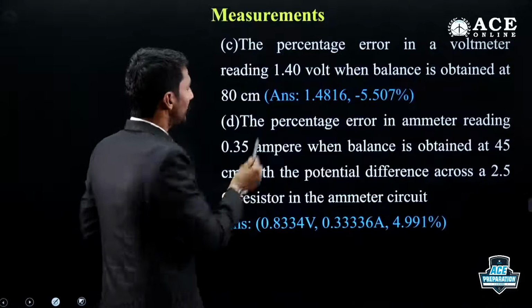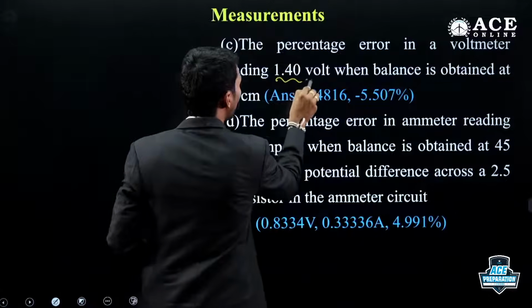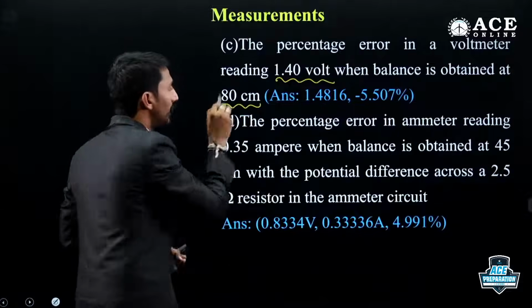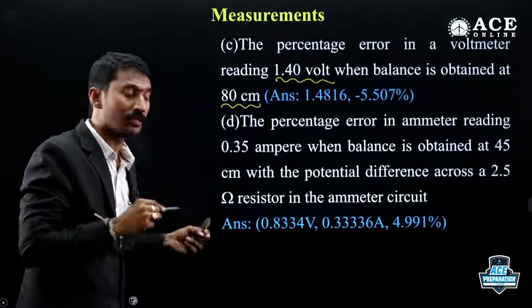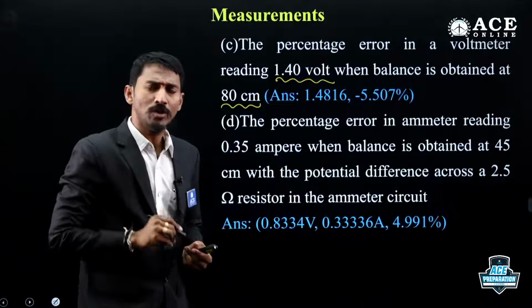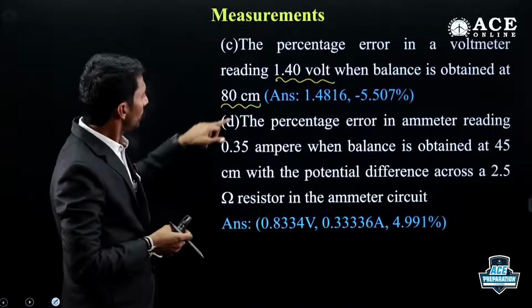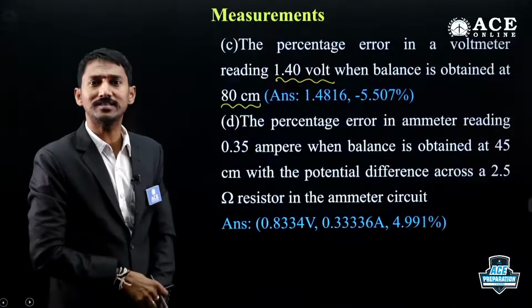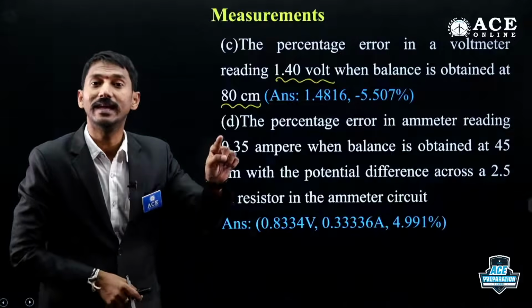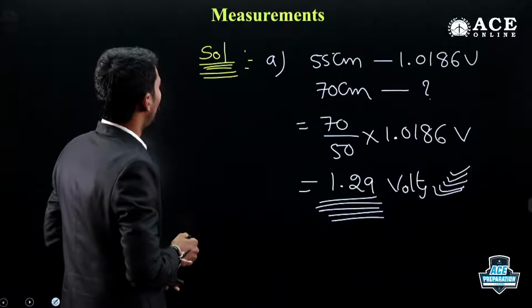Be clear. Sir, what value did he observe? He observed 1.4 volt, at which centimeter? 80 centimeter. Then what is the corresponding percentage error? First of all, do we get percentage error or not? That we have to see first. At which centimeter does he want to balance the system? He wants to balance the system at 80 centimeter. Okay. Now, let us have the mathematics first.